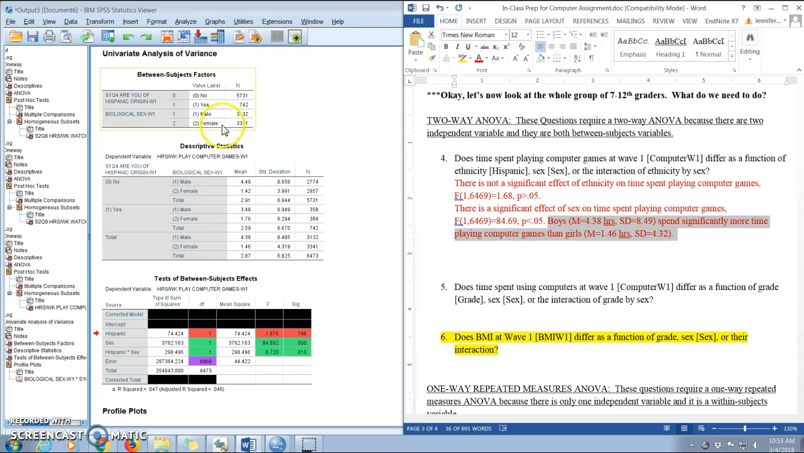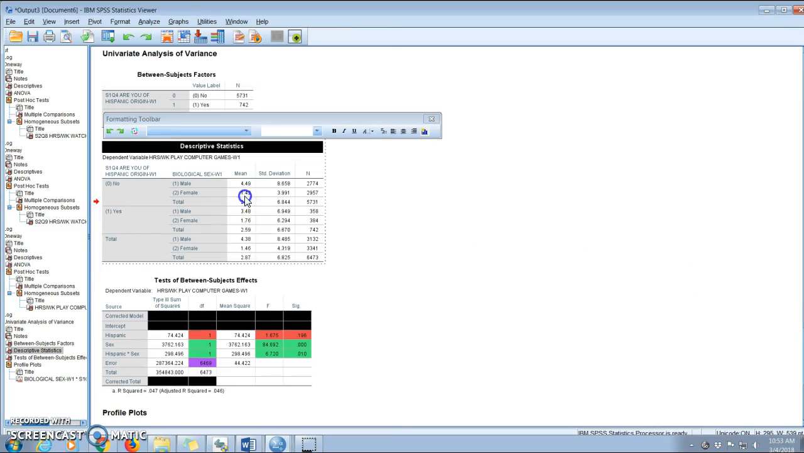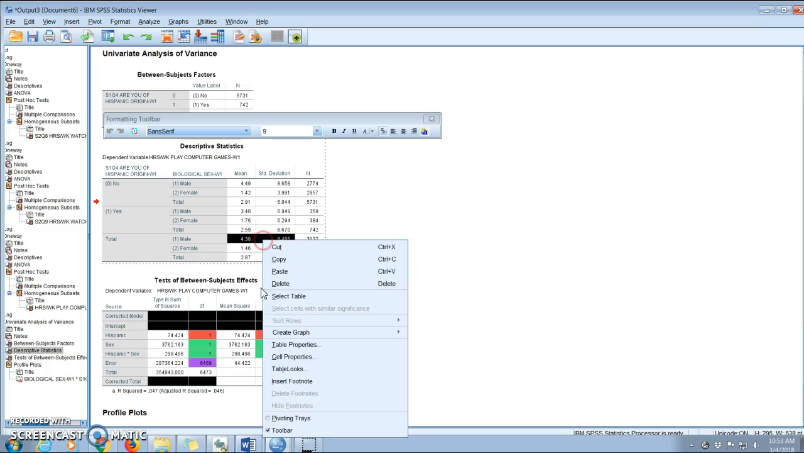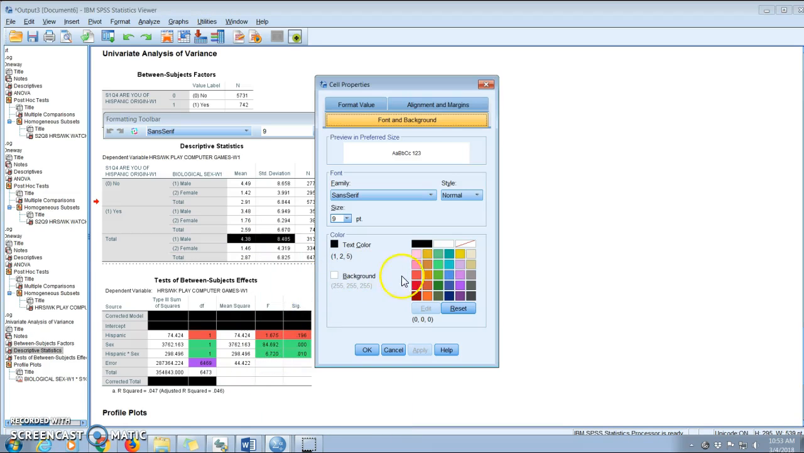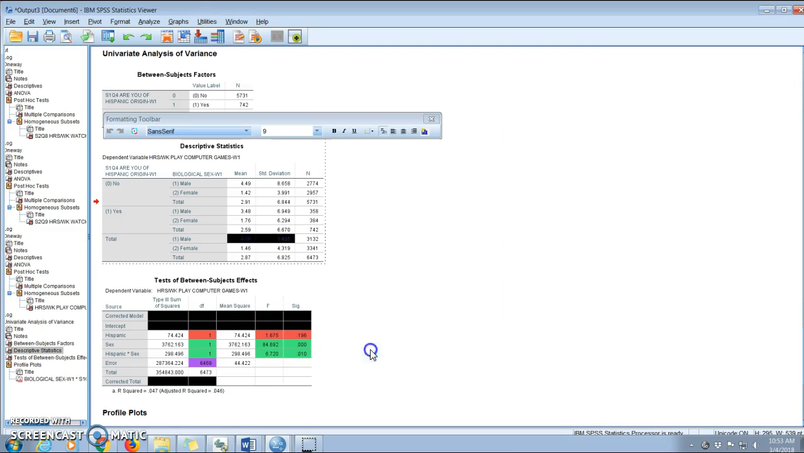So we come back up here to our descriptives, and you can see that there are totals given here for males and females, and so we're going to get those various means. Let me just put those in some different colors. Let's see, I don't want to be gendered about this, so we'll just put them in gray.